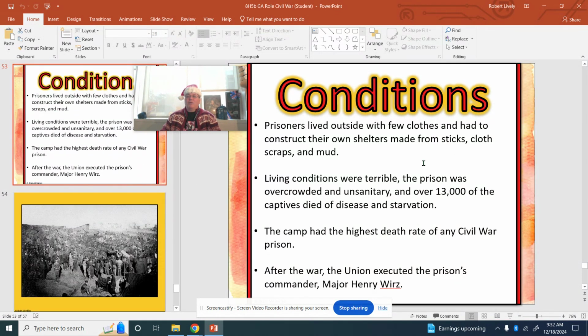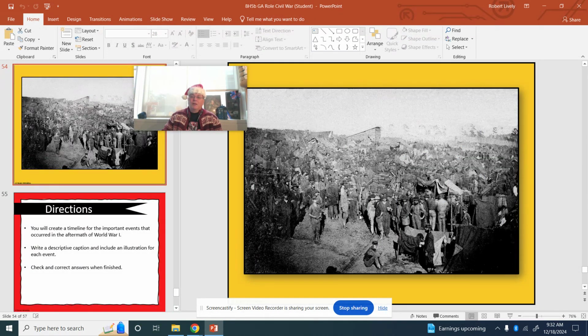Prisoners lived outside with few clothes and had to construct their own shelters made from sticks and cloth scraps and mud. Living conditions were terrible. The prison was overcrowded and unsanitary, and over 13,000 of the captives died of disease and starvation. The camp had the highest death rate of any Civil War prison. After the war, the Union executed the prison's commander, Major Henry Wirz. Wirz was the only Confederate officer who was executed for any types of war crimes by the Union. Picture of the prisoners.